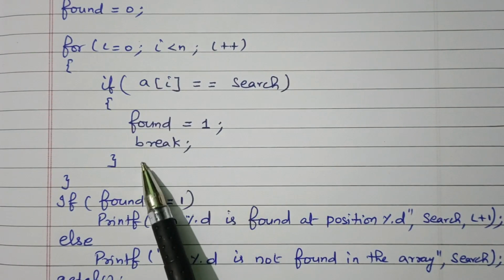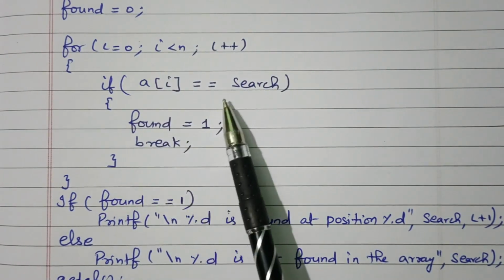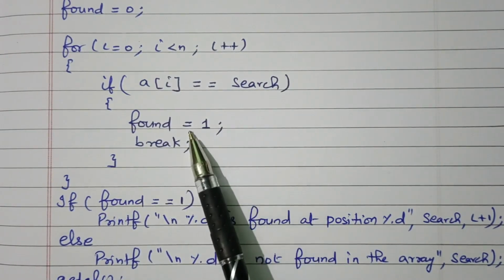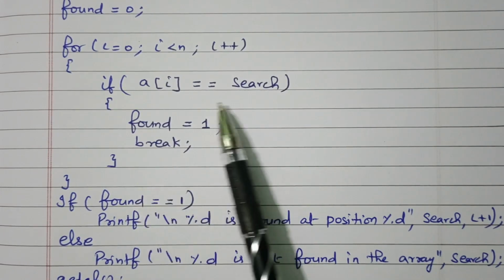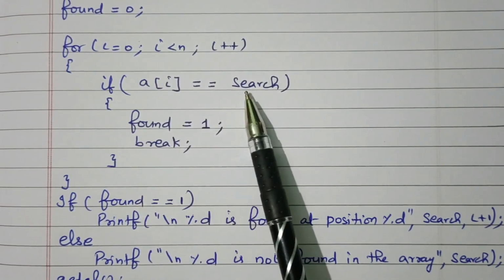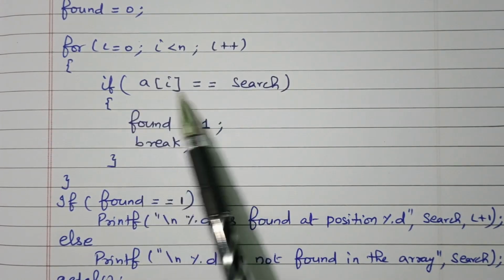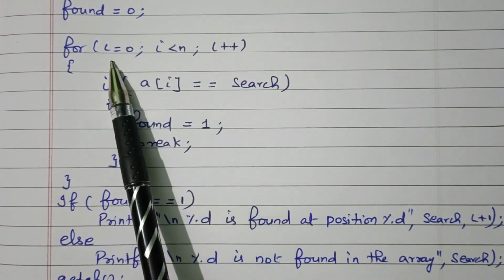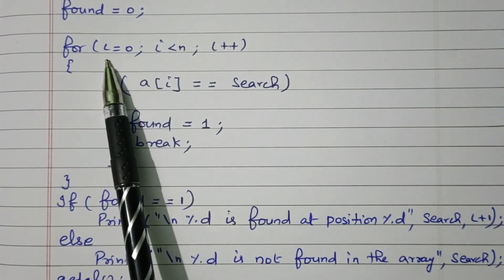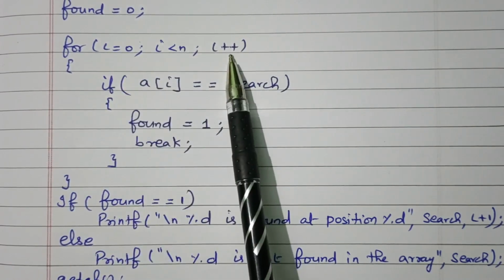Thereafter, no need to check. We can break the process because the searched element is identified. Suppose the search element and the first element are different, this condition is false, so it will go to the outer loop. The loop will be incremented, I plus plus.